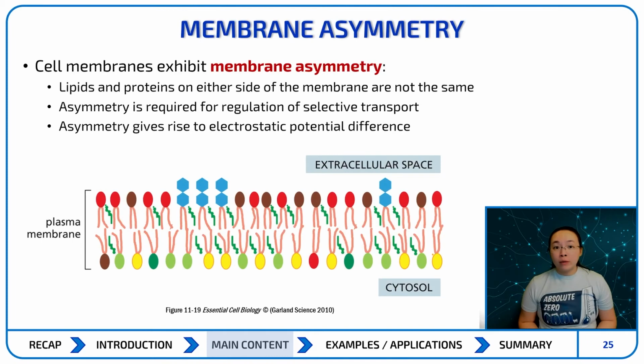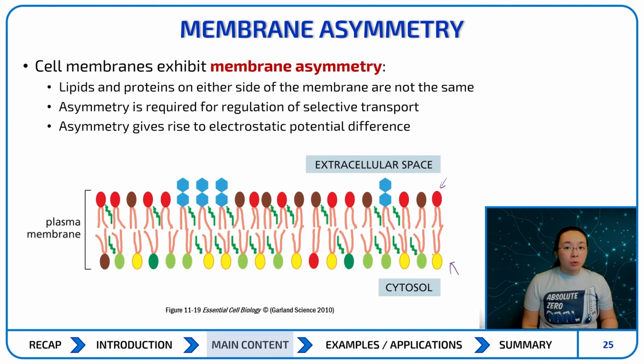Next, I want to talk about membrane asymmetry. Cell membranes exhibit membrane asymmetry, and what this means is that lipids and proteins on either side of the membrane are not symmetrical. It's not like you have, let's say, phosphatidylcholine at the top exactly at this location, and there's another phosphatidylcholine at the bottom. Because of the lateral diffusion of proteins and lipids on each layer of the membrane, it's very asymmetrical.